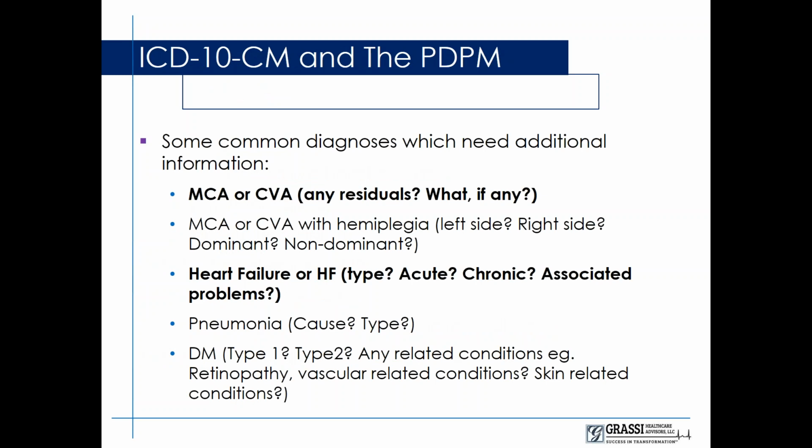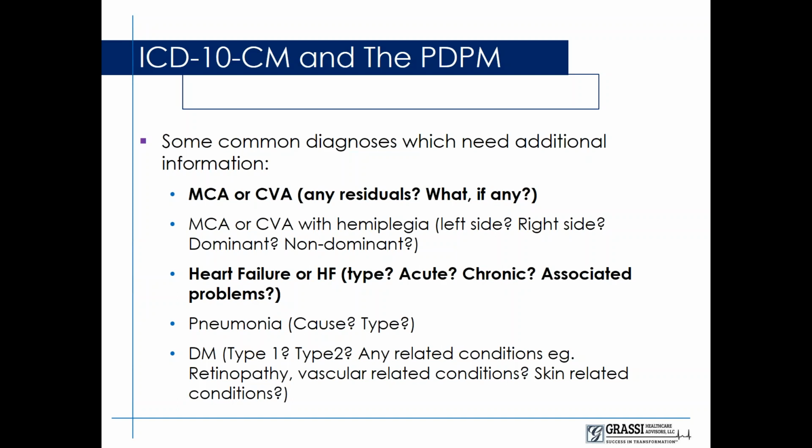Some common diagnoses which need additional information: MCA or CVA, were there any residuals, what were they, if any? Again, MCA or CVA with hemiplegia, the left side, the right side, was it the dominant or the non-dominant side? So you can see how the level of specificity really needs to be driven down to the documentation. And we can't stress the importance enough of education and training for the providers.